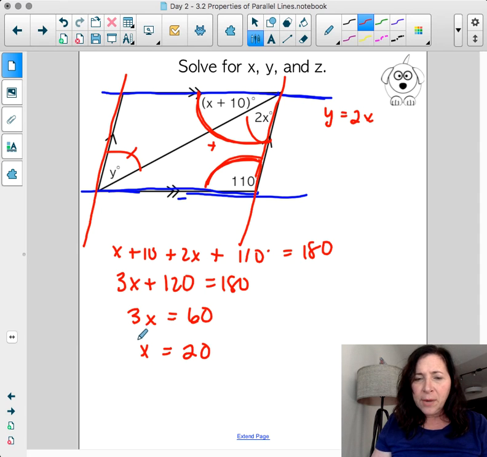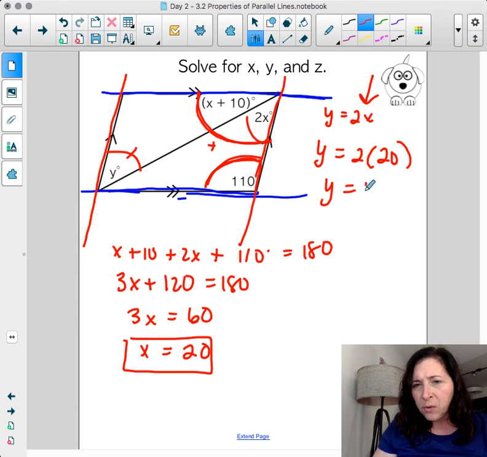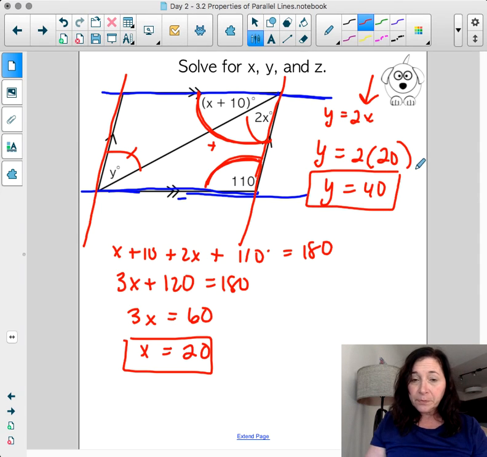So knowing that x is equal to 20 degrees, I can go back up right here and substitute that in. So y is equal to 2 times x. Well, x is 20. So y is equal to 40. And then we have x and y. Now to find z, where's z? I don't see z. Okay, there's no z.